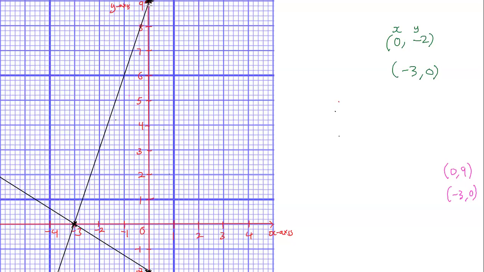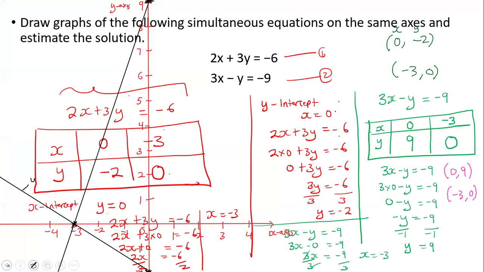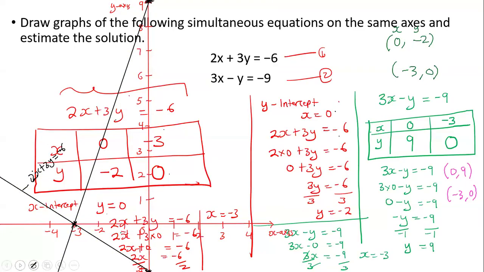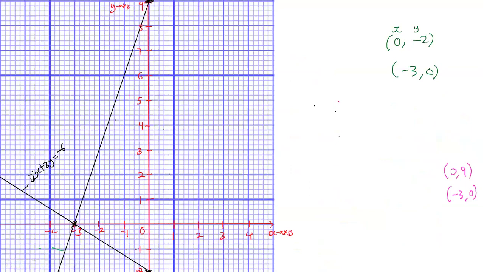I do like that. Now, after drawing the lines, because you have said we must label our lines. So I remember what I don't... Allow me to go back. It was 2x plus 3y is equal to negative 6. This was, label it, 2x plus 3y is equal to negative 6. Label your line very well. And when you look at the second line, was 3x minus y is equal to negative 9. So this was 3x minus y is equal to negative 9.